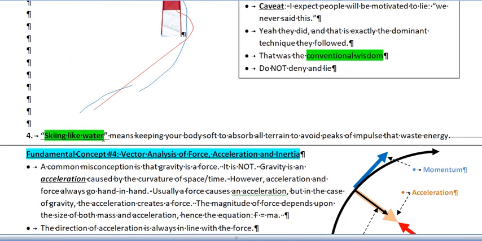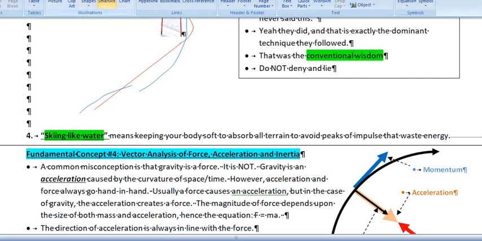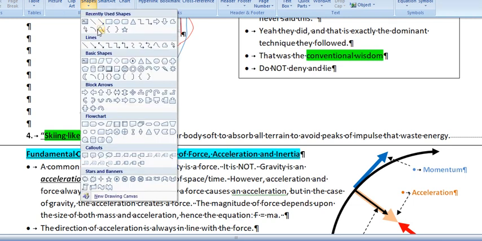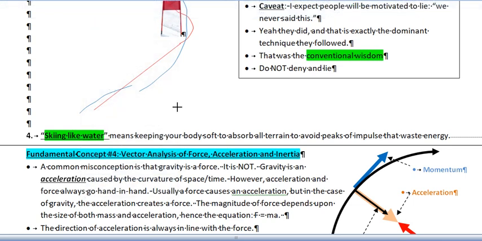Now, the last thing is skiing like water. This means keeping your body soft to absorb all terrain. All right, I'll draw some terrain here. All right, so you want to absorb all these bumps.